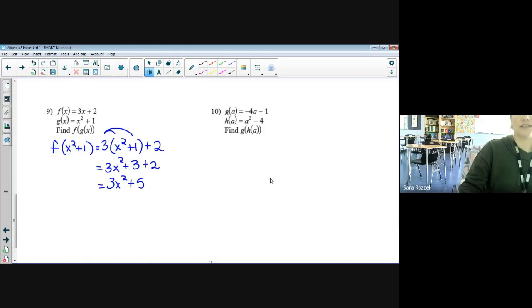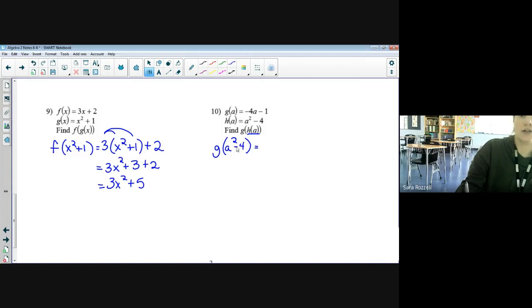Are we ready to try the second one? Almost. Okay. So h of a is in the middle. That's the inside. So I'm going to put my entire h of a, which is a squared minus 4, in there. So I'm going to do g of a squared minus 4. That's going in. I'm going to plug that in here. Okay. So if I'm asked to do g of something, that means to replace any of my variables in my original equation with the a squared minus 4.